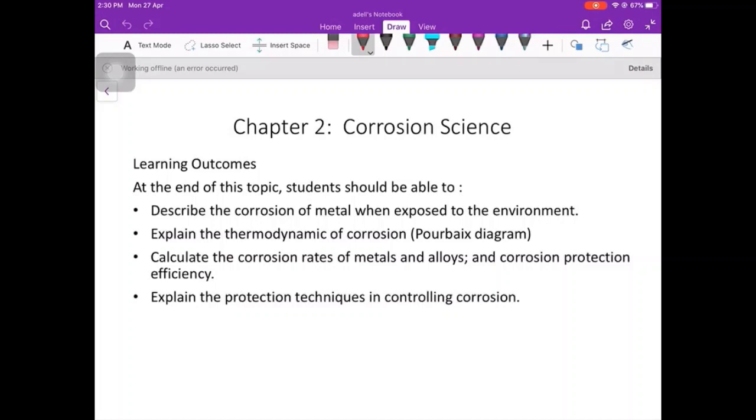We are going to start with chapter 2 today. The title for chapter 2 is Corrosion Science. At the end of this topic, you should be able to describe the corrosion of metal when exposed to the environment. Okay, the rest will be covered tomorrow or next week.